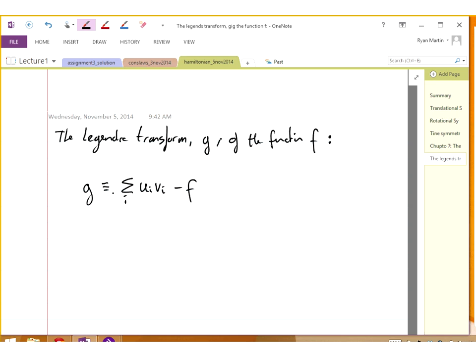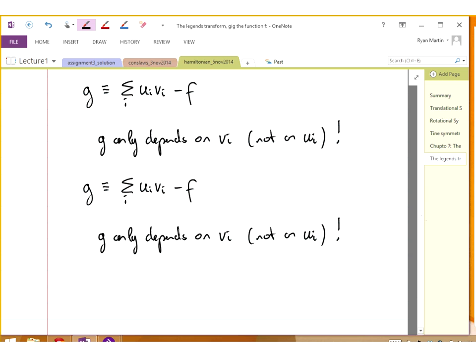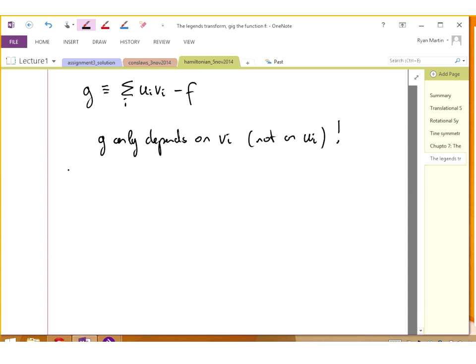And the whole point of this Legendre transform, and what's really neat, is that g only depends on v_i, not on the u_i. That's not super intuitive, right? Because clearly the u's are in the definition of g. So somehow g doesn't actually depend on the u's, it only depends on the v's. So let's prove that. We'll prove it three different times.